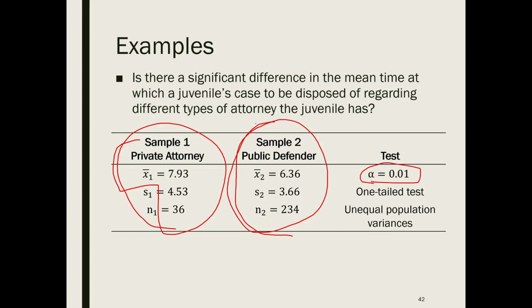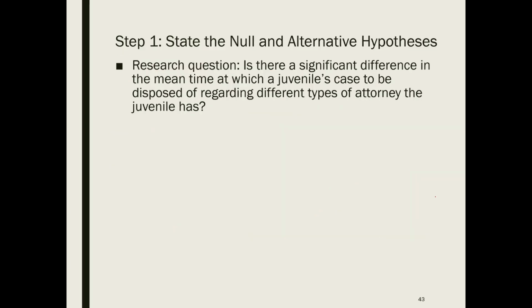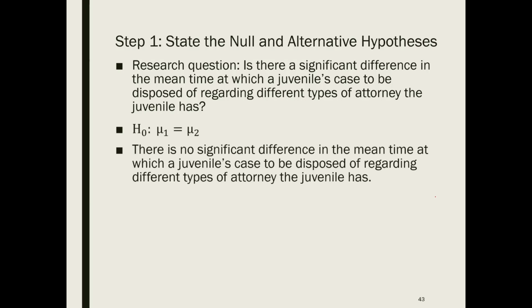Based on this question, is there a difference? It should be a non-directional test, which is a two-tailed test. But you can see based on the averages, we can make a good guess that with a private attorney the time is longer than the public defender's time, right? It's bigger. So we can use the one-tailed test as long as you can make a good suggestion. The difference here is that we assume the population variances are unequal. So the research question would be like that.